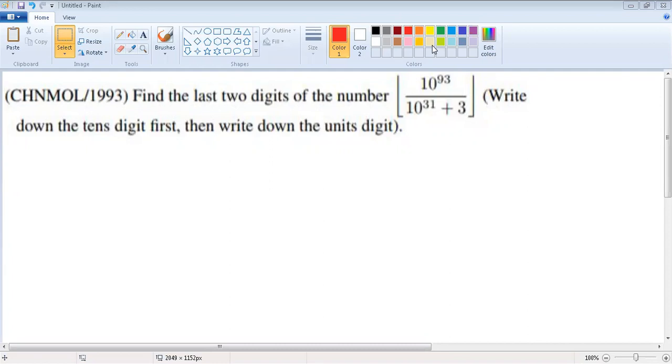Today we are going to solve a problem involving the greatest integer function, that is called the GIF of something. This GIF, greatest integer function, is also known as the floor function. Now this question is from the 1993 China National Mathematics Olympiad. This problem tells us that we have to find the last two digits of the number 10 to the power 93 over 10 to the power 31 plus 3.